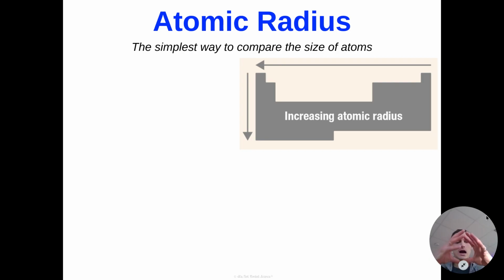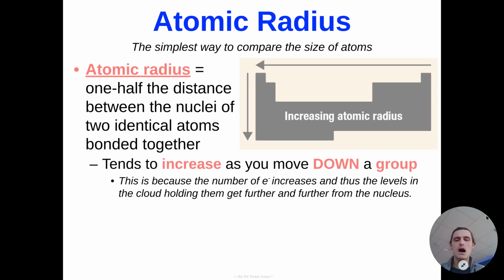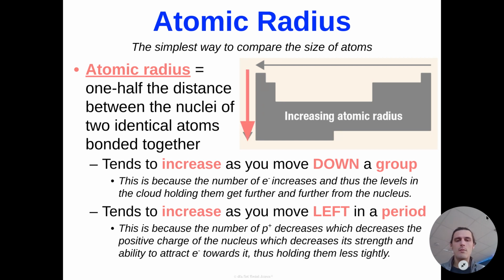First, atomic radius, like how big. Think about the radius of a circle, that space from the center to the outside. It's half the distance between the nuclei of 2 identical atoms bonded together. It tends to increase as you move down a group, so down the periodic table. It also tends to increase as you move left in a period, because as there are more protons, the electrons are pulled tighter together. And as you move to the next row down, you're adding a whole other level of electrons. So we're getting bigger and bigger the further down we go in the period and the further from right to left.